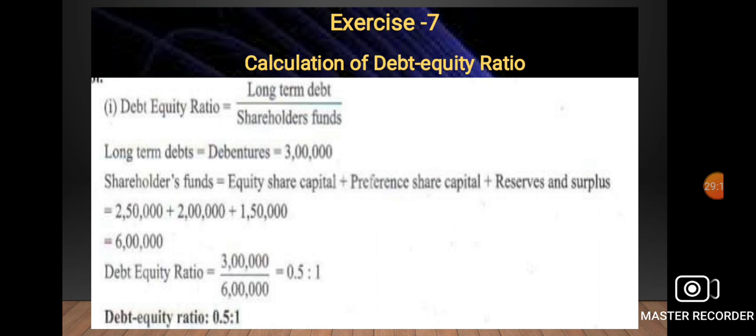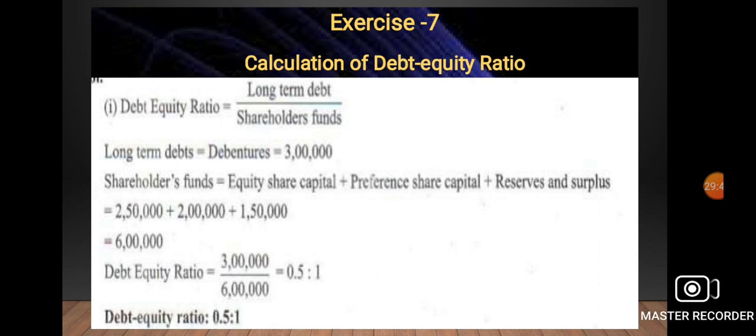The first one is debt equity ratio. What is the formula of debt equity ratio? Long term debt divided by shareholders' funds. Long term debt means only debentures are given here, rupees 3 lakhs. Shareholders' funds include equity share capital plus preference share capital plus reserves and surplus. Equity share capital 2,50,000 plus preference share capital 2 lakh, then reserves and surplus rupees 1,50,000. Totally shareholders' funds are rupees 6 lakh.